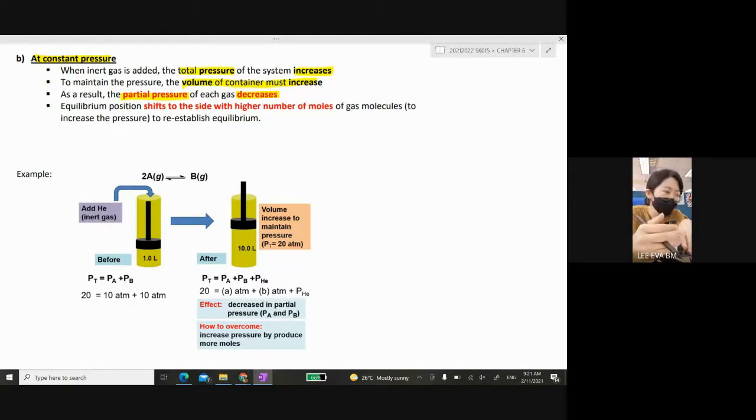So this additions of inert gas at constant pressure, you can refer back to the factors of pressure. So now the disturbance, partial pressure decreases. In order to raise back the partial pressure, you need to shift the equilibrium to the side with higher number of mole of the gas molecule, to increase back the partial pressure. Do you get the idea?